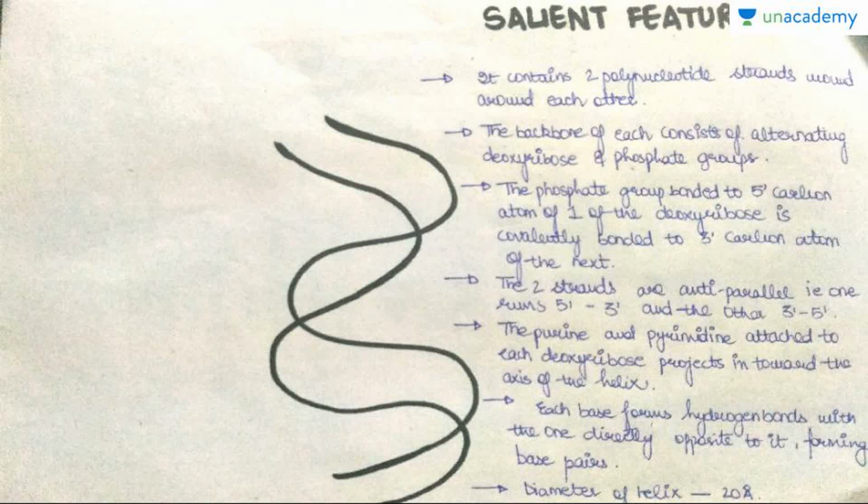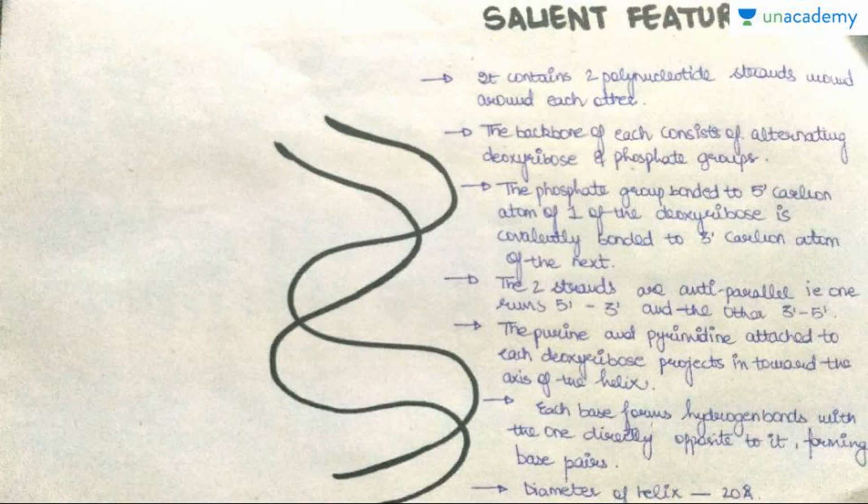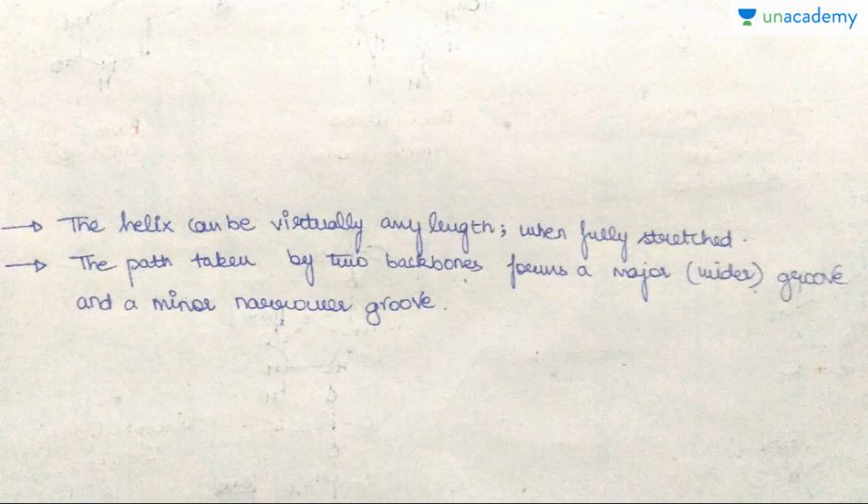Alright, now the diameter of the helix is 20 angstrom. The helix can be virtually any length when fully stretched. At max, it can be almost 6 feet. That's the maximum amount of DNA that can be extracted from a cell, and a cell is so small, it's microscopic, so you can imagine the complexity of it.